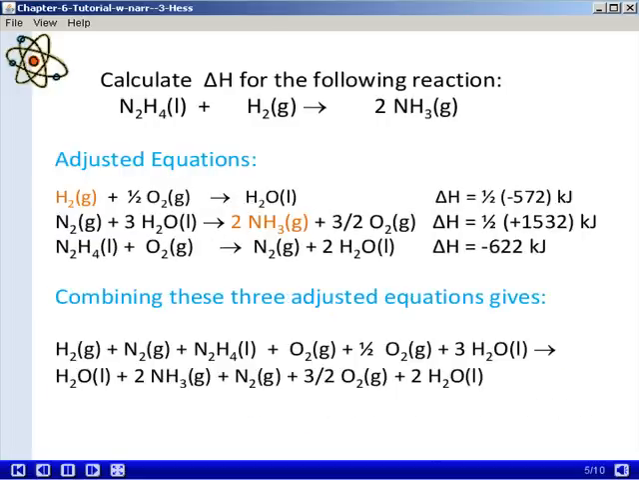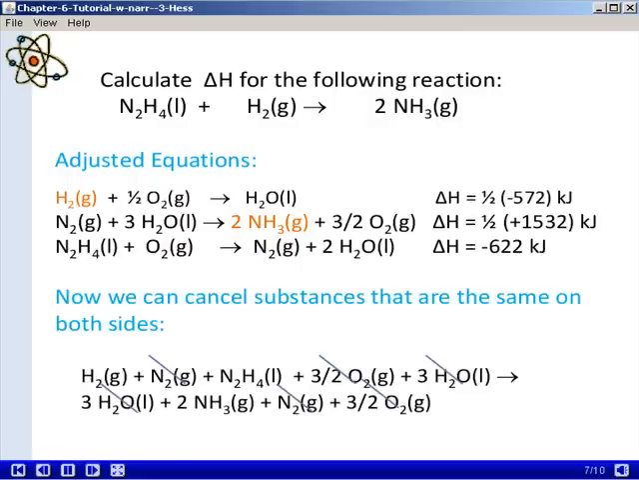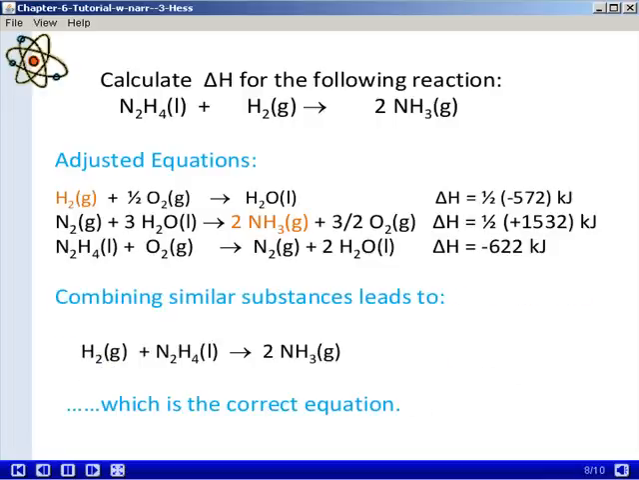So the adjusted equations are given here along with their corresponding values of delta H. If we combine those three adjusted equations, that is, we'll add together all of the reactants in all three equations, and then we'll add together all the products in the three, we get a fairly complicated looking equation, but we can combine similar substances to simplify a little bit. It gives us this equation, and then if we cancel out substances that are the same on both sides of the equation, we get a fairly simple result. We get exactly the equation that we wanted, which is the correct equation.